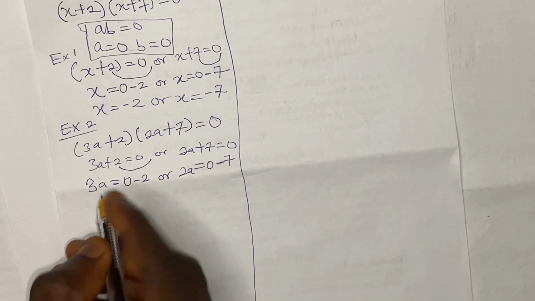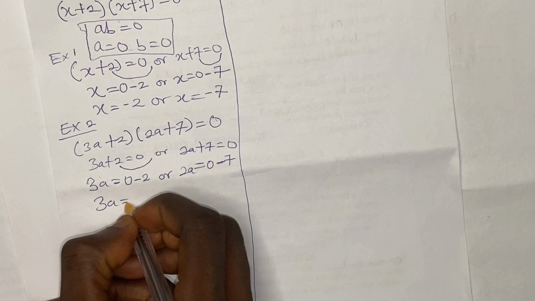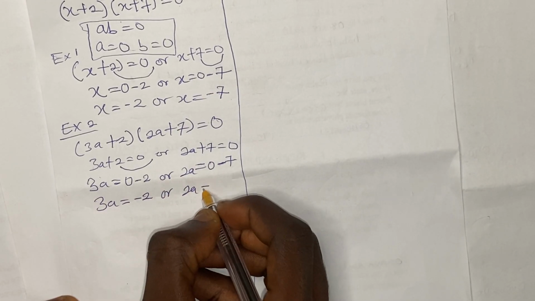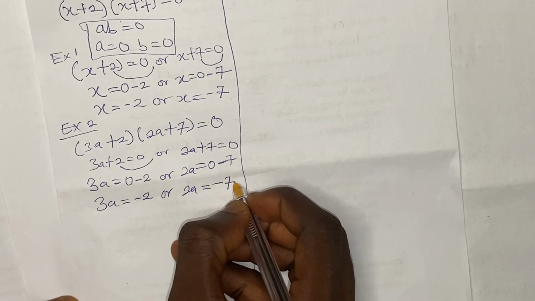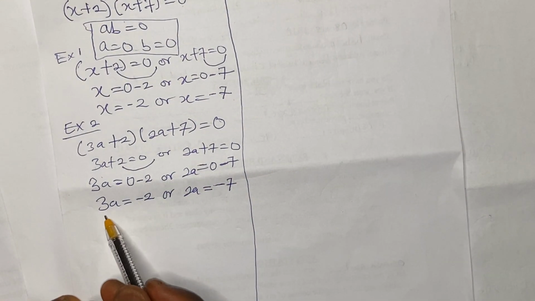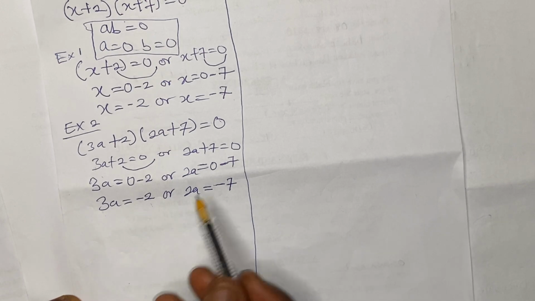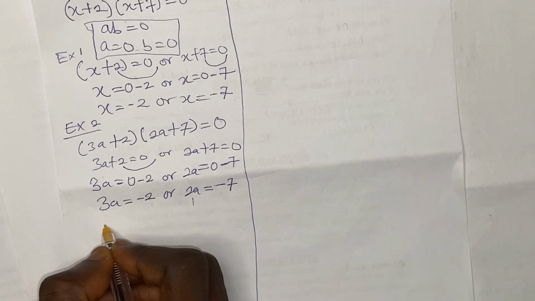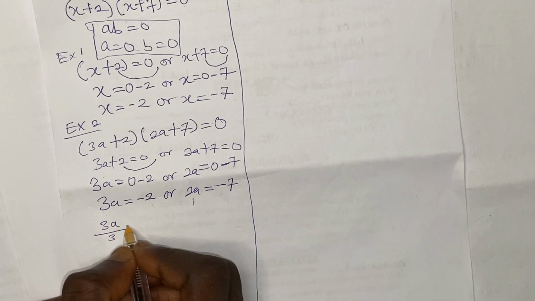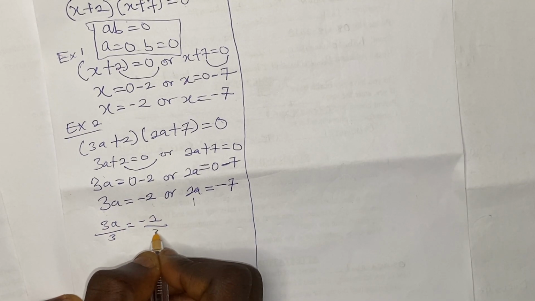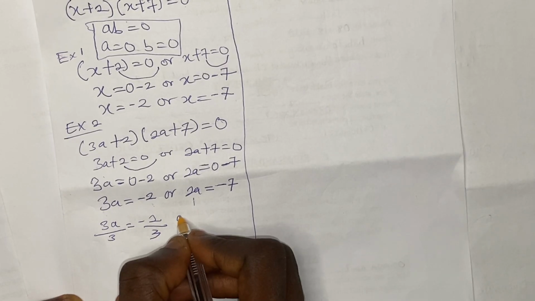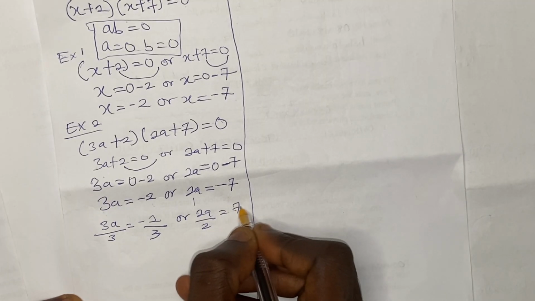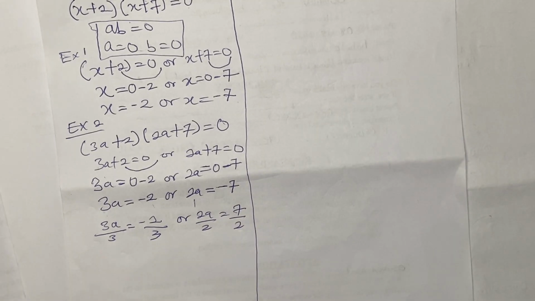So this will now be what? 3a equals minus 2, or 2a equals what? Minus 7. Now what will you do? Here I'll divide both sides by 3, and here I'll divide both sides by 2. So if I divide both sides by 3 here, I will have 3a over 3 equal to minus 2 over 3, or 2a over 2 equal to minus 7 over 2. Are you seeing that now?